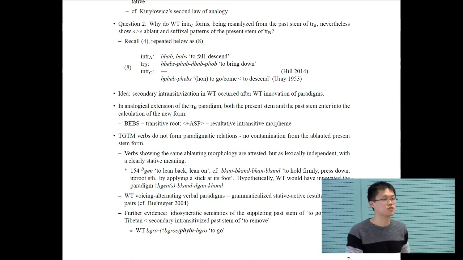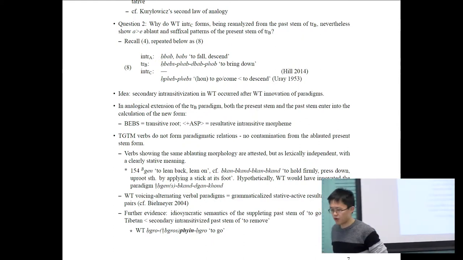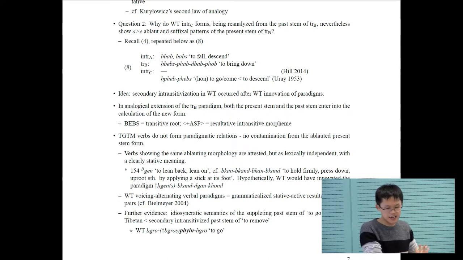Now, TDTM verbs don't show this. And this is because TDTM verbs do not form paradigmatic relations with these forms that you see in written Tibetan present stems. Now, verbs showing the same ablaut morphology, so real cognates of the present stems, are in fact attested in TDTM, but they are lexically independent. You see that there is a clearly stative meaning, but you don't see that they are attested in any sort of paradigmatic relationship with the perfective or the irrealis forms.